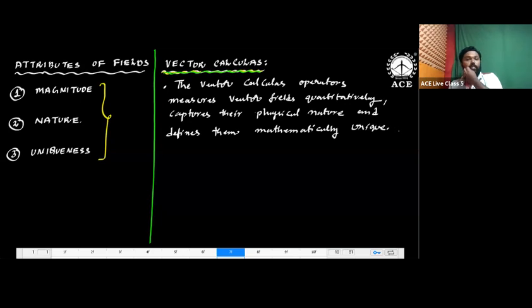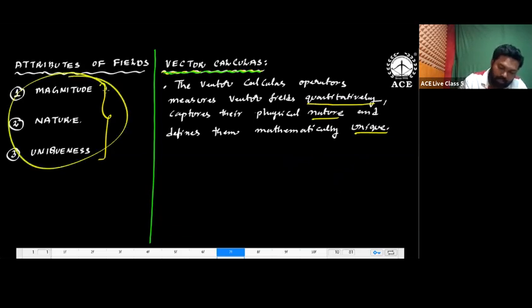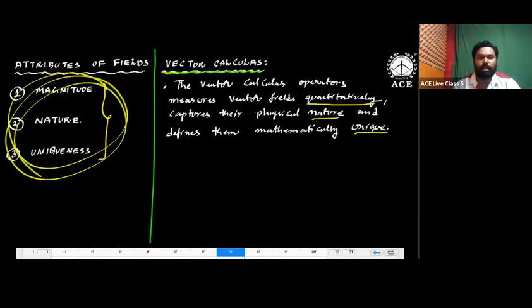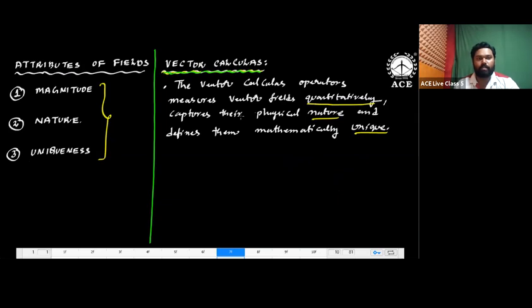The vector calculus operators measure the vector fields quantitatively. Means what? Magnitude. Captures their physical nature and defines them mathematically unique. Clear? So the three things I need to justify: the first one is magnitude, second one is nature, third one is uniqueness. If you want to capture these three things, we have a very powerful vector calculus operator called the differential operator.